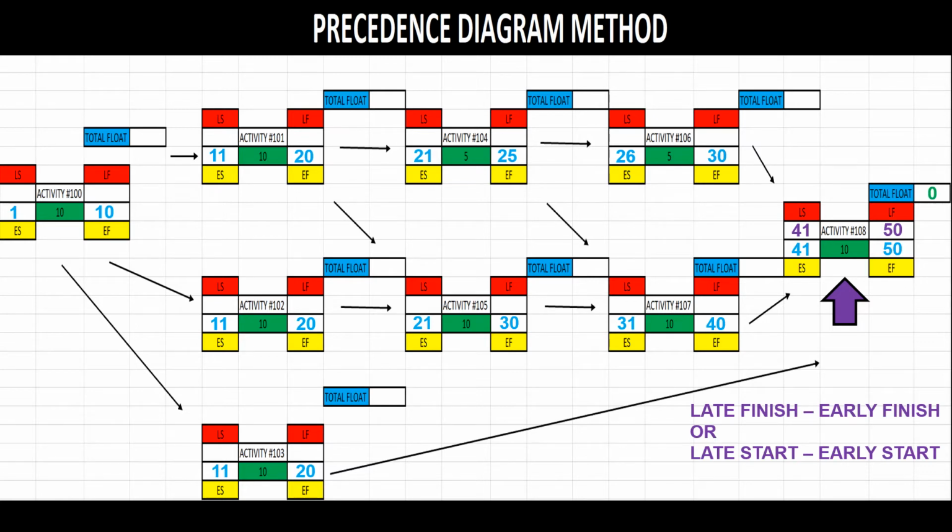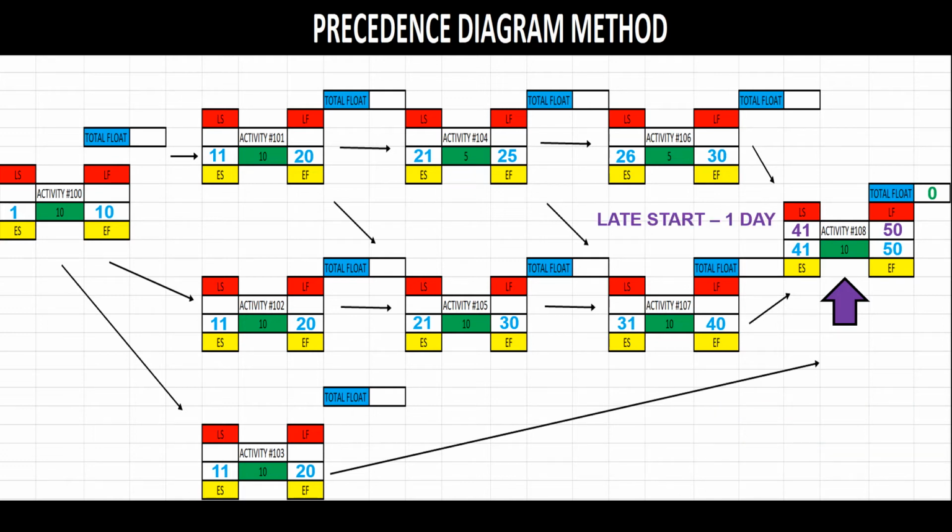To calculate total float, we'll need to subtract the early finish from the late finish, or the early start from the late start. To save you some time, you only need to calculate one, either the late finish minus the early finish, or the late start minus the early start. If the late finish has zero float, then so does the late start, as you'll see in this demonstration.